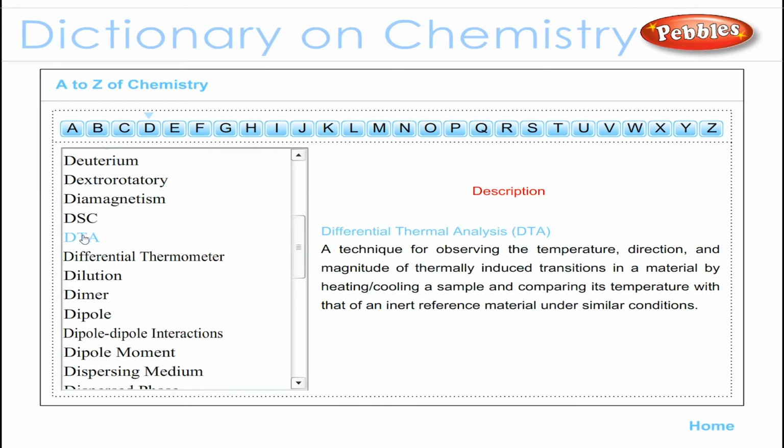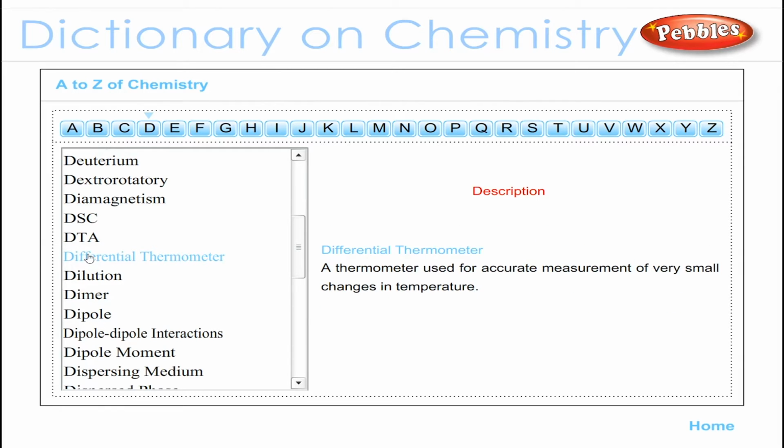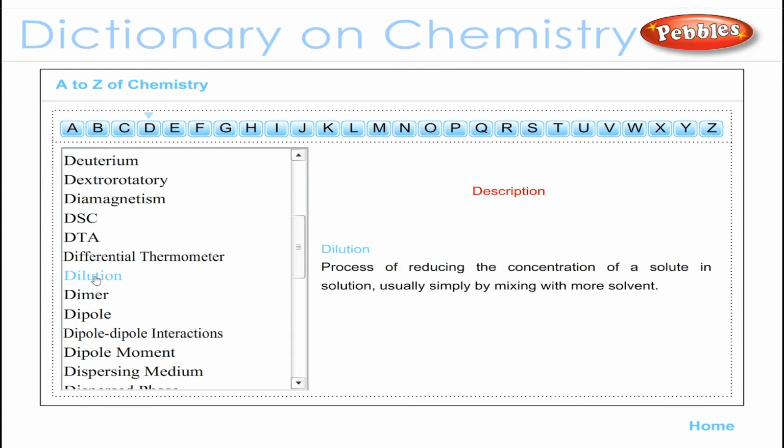by heating or cooling a sample and comparing its temperature with that of an inert reference material under similar conditions. Differential thermometer, a thermometer used for accurate measurements of very small changes in temperature. Dilution, process of reducing the concentration of a solute in solution, usually simply by mixing with more solvent.